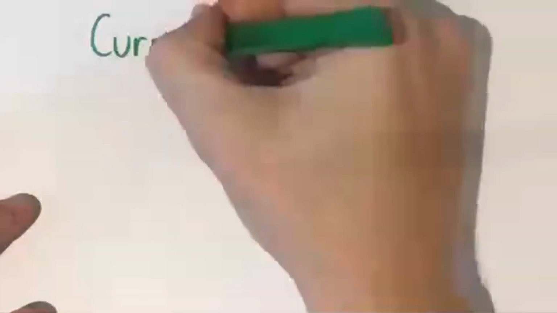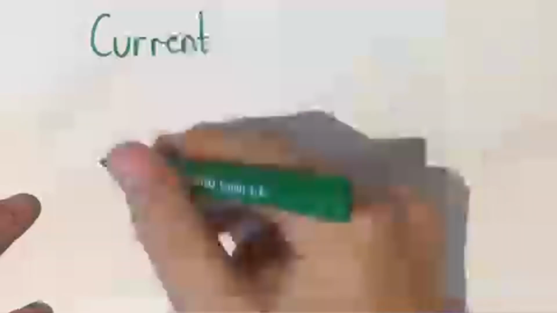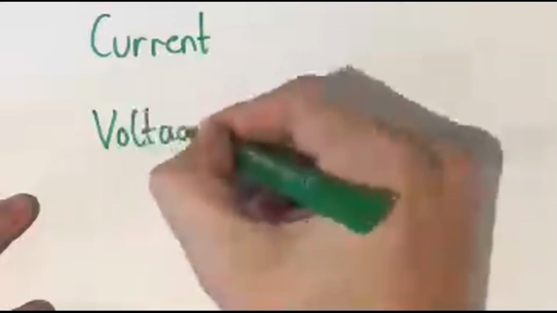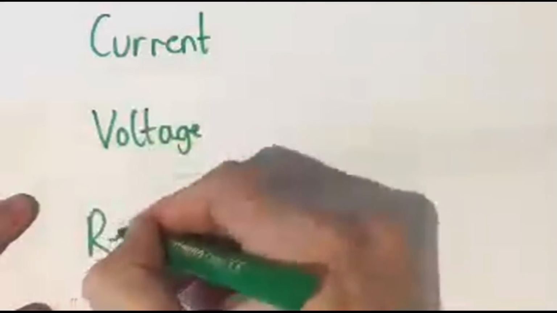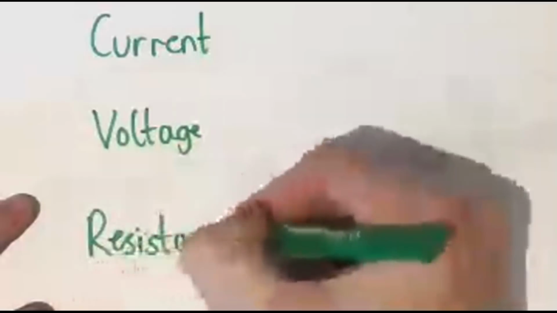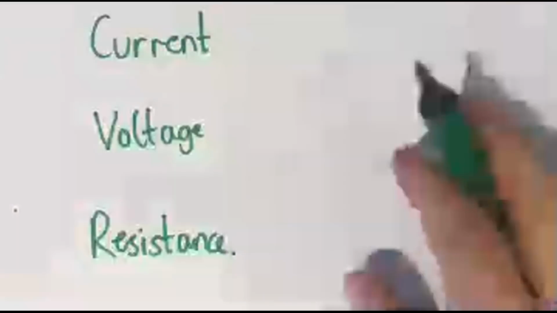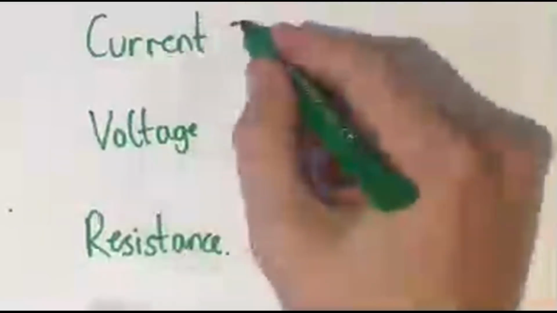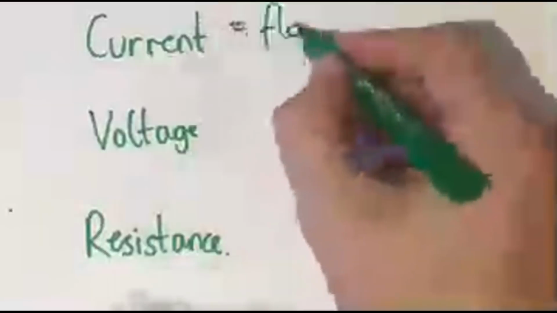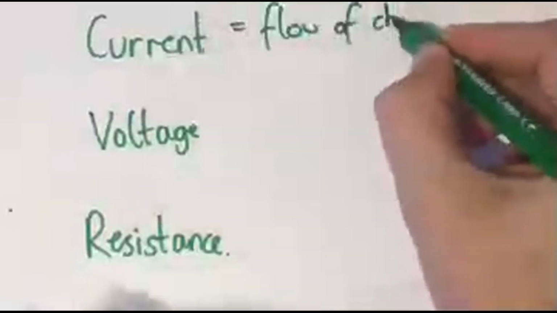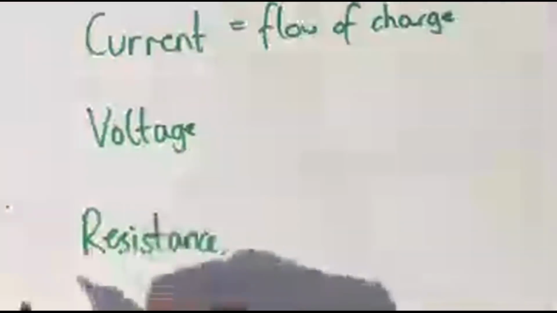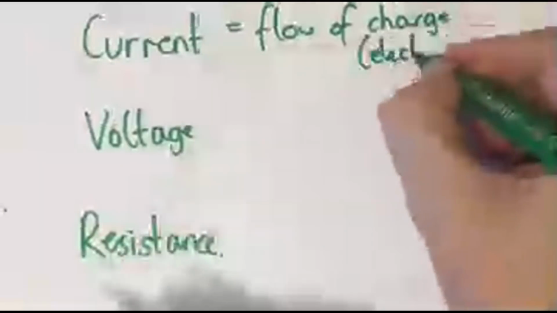Okay, so there are three kind of main components to electricity. The first thing is current. The second thing is potential difference or voltage. And the third thing is resistance. Now, current is the flow of charge, or the rate of flow of charge, and that usually is electrons.